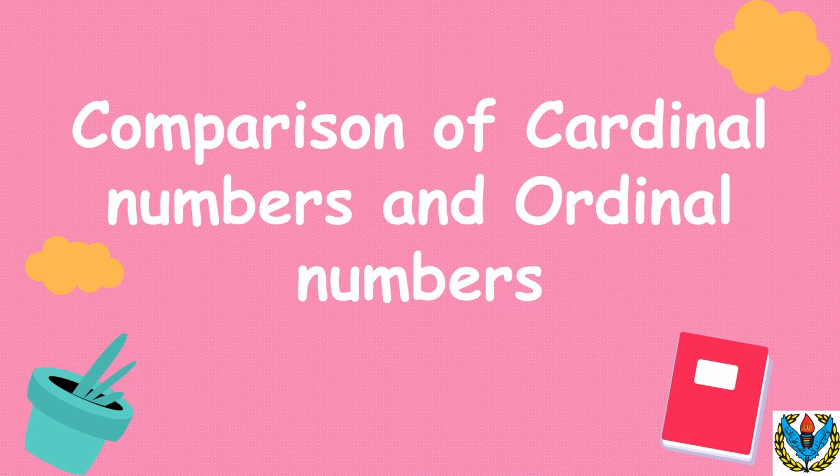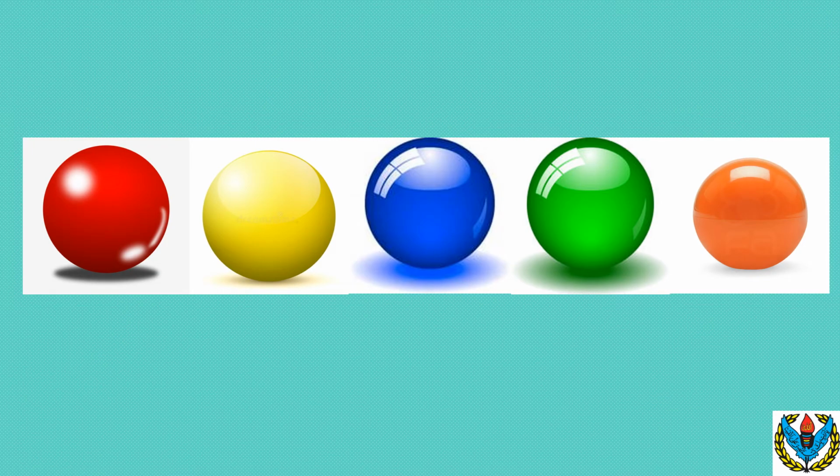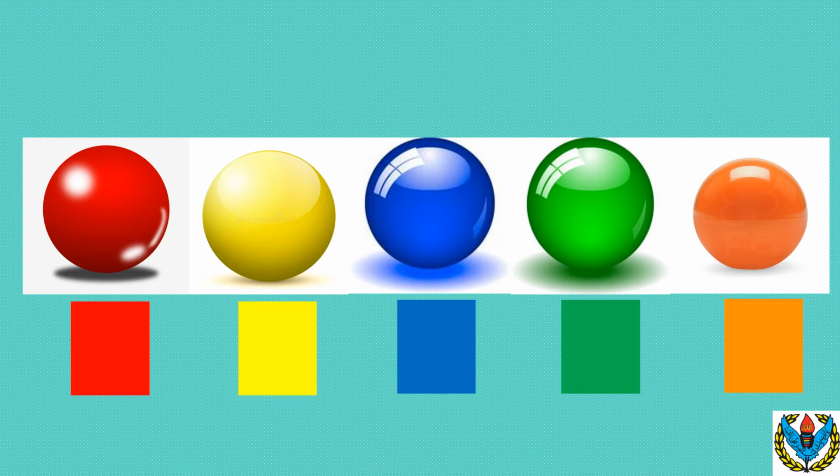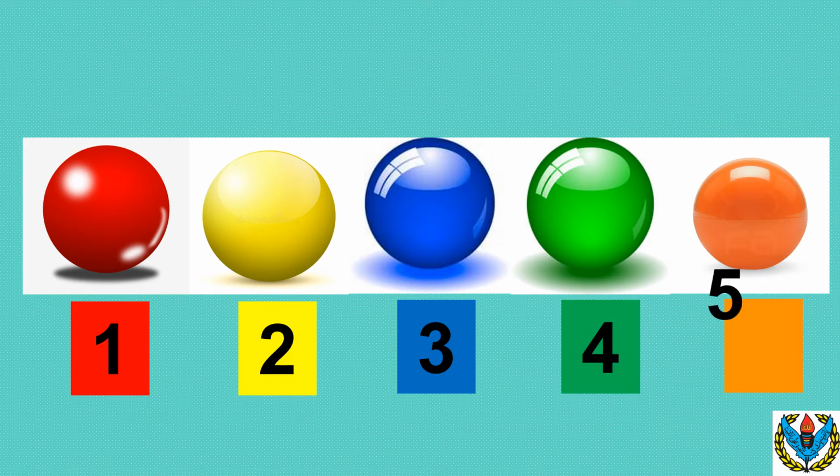Let's have a brief comparison of cardinal and ordinal numbers. Here you can see there are 5 balls of different colors: red, yellow, blue, green and orange. Can you count these balls? How many are there? 1, 2, 3, 4 and 5. Yes, there are 5 balls.